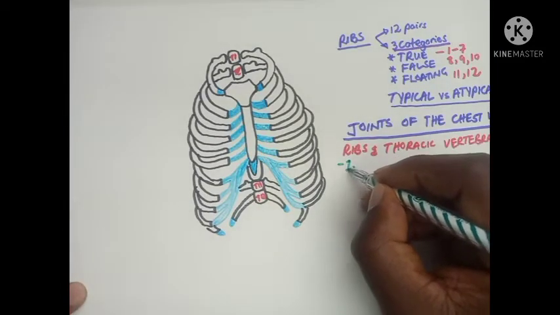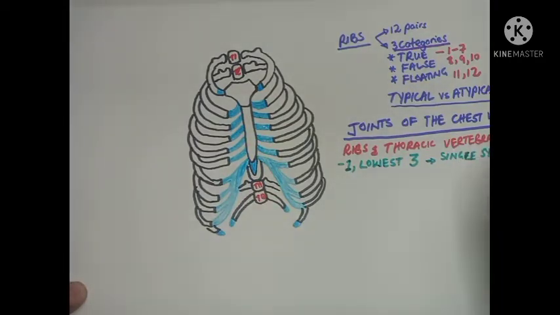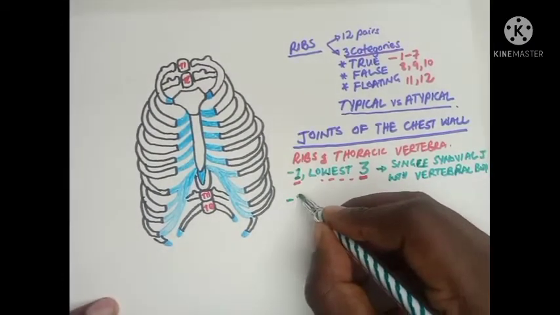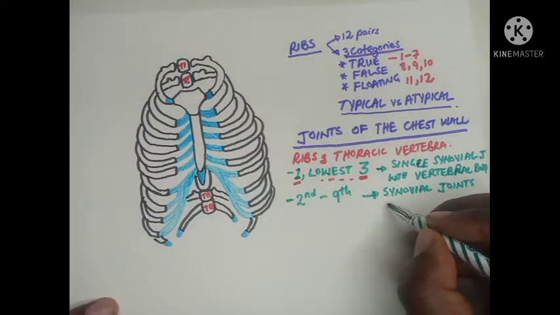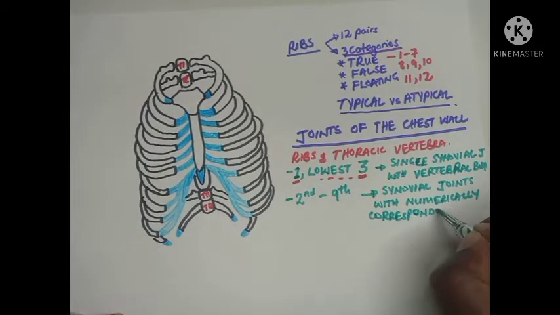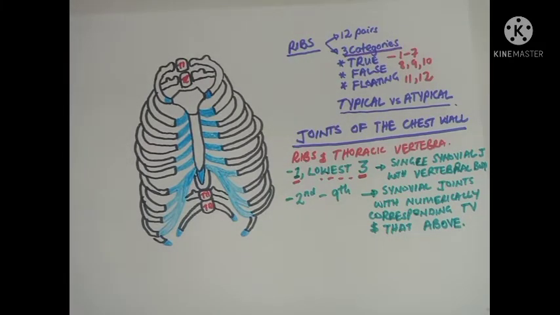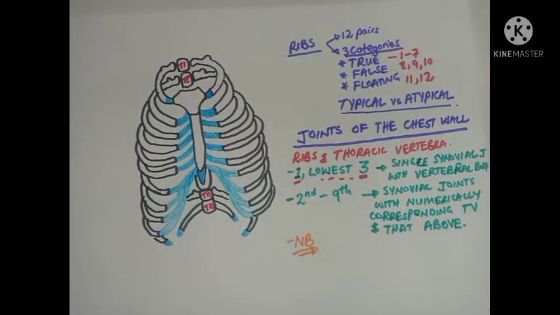So the first rib and the lowest 3 ribs have got a single synovial joint with the thoracic vertebra. And the rest of the ribs, which is the 2nd to the 9th, have got synovial joints with the vertebral bodies of the numerically corresponding thoracic vertebra and that which is directly above. So they form 2 joints with the numerically corresponding thoracic vertebra and that which is above.